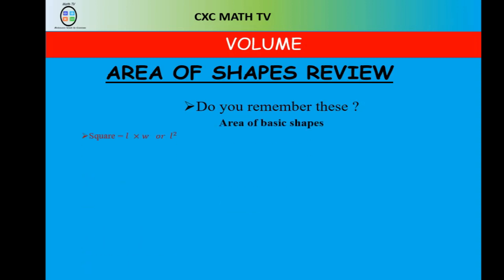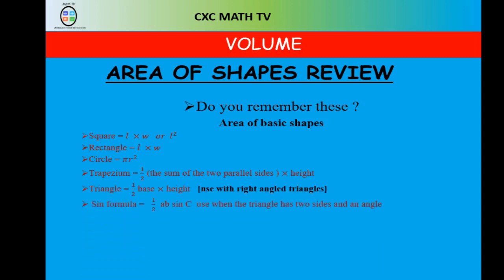So you have to remember finding area of a square is length times width, or, you know, the length and width is the same for a square, so it's length squared. Then rectangle, length times width. What about circle, pi r squared. Triangle, half base times height. Trapezium, half the sum of the parallel sides times the perpendicular height. And now if it's a non-right angle triangle, you have to remember half ab sine theta.